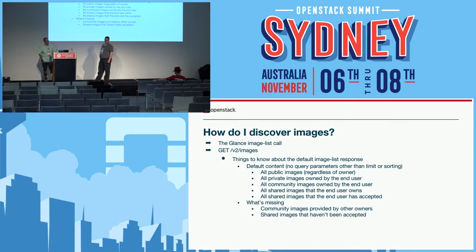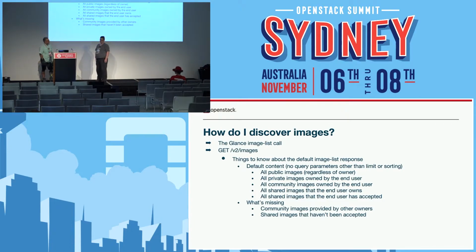Okay, so the key things to know about the default content that you would see. If you don't include any query parameters other than the limit or a sort order, you're going to see all the public images regardless of who owns them in the cloud. You'll see all the private images that you own. You'll see all the community images that you own. And you'll see all the shared images that you own. And then you will also see all the shared images that you've accepted. So that's a lot of stuff, right?